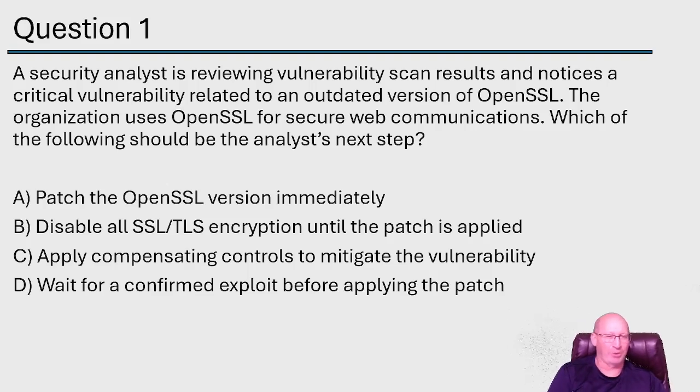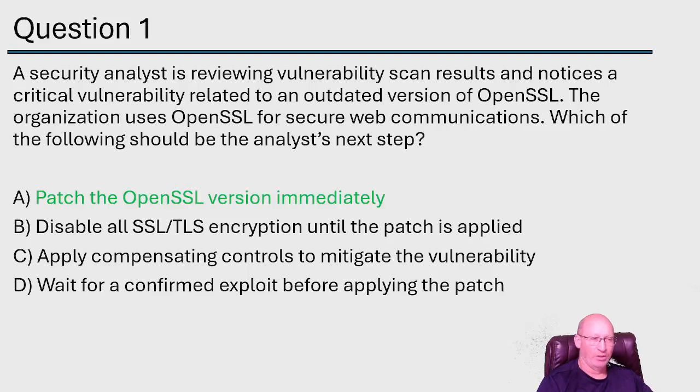And then A, patch OpenSSL version immediately. So it's between A and C. If we look at the question, it says outdated version, which means there is a newer version. So why don't we just patch it? Just patch it. It's the easiest answer. Simple. Keep it simple, stupid. KISS. There we go. Patch the OpenSSL version immediately.